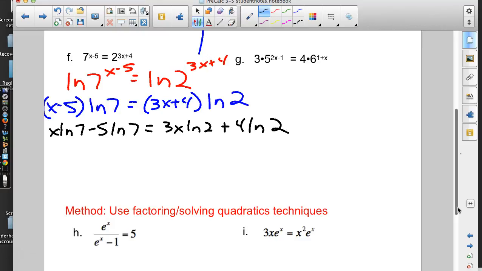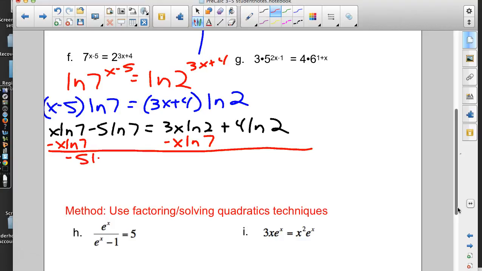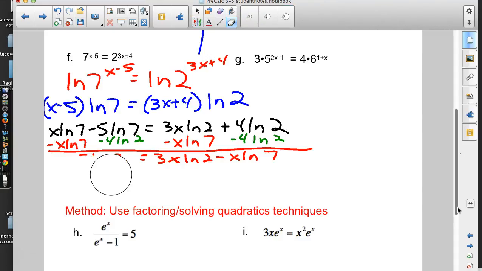So now, let's get the x's on one side, and let's get the stuff that's just numbers that we can punch into the calculator on the other side. So I think I'm going to subtract the x natural log of 7. They're not like terms. And then I'll go ahead and subtract the 4 natural log of 2 from the other side. Let's see if I can squish all this in.